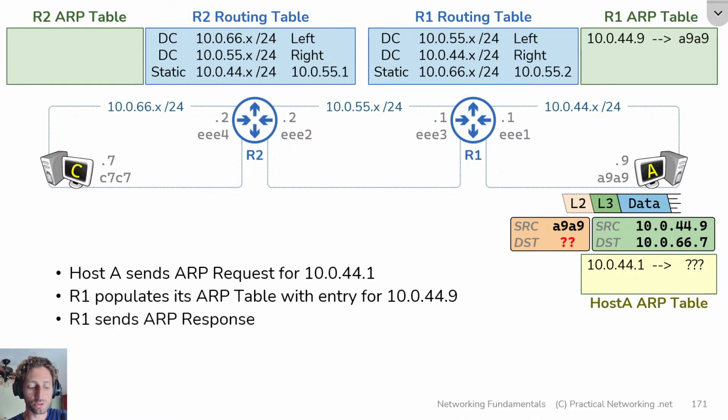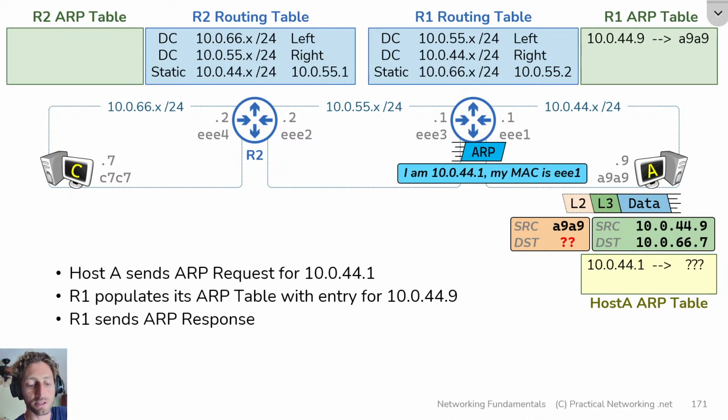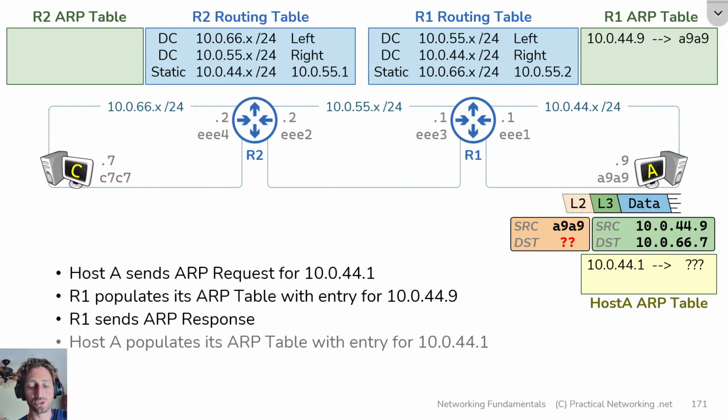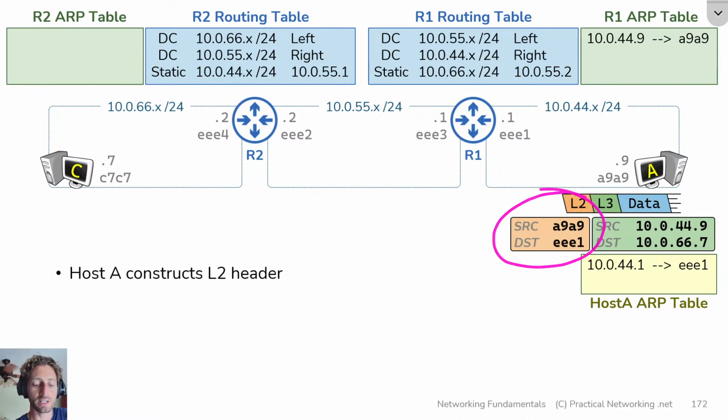Now, router 1 is going to respond. It's going to shoot out an ARP response. That ARP response is going to include the IP address of router 1 and the MAC address of router 1. That's going to arrive on host A, and once that arrives, host A will update its ARP entry to know that the 10.0.44.1 IP address maps to the MAC address EEE1, and that's what's going to allow host A to finish putting together that layer 2 header, which is going to take this packet to the router.